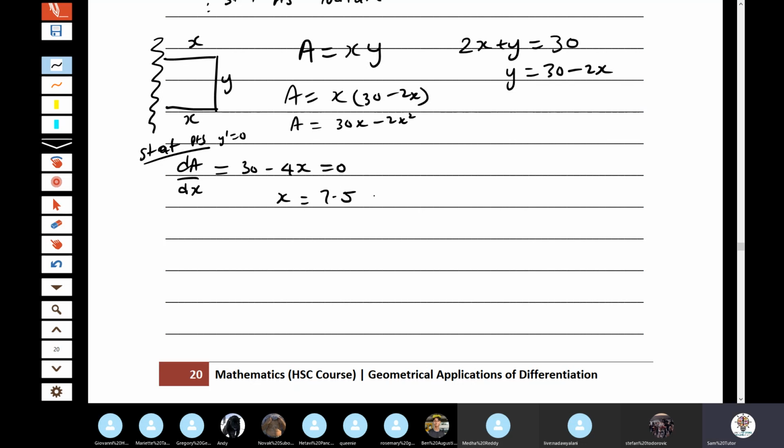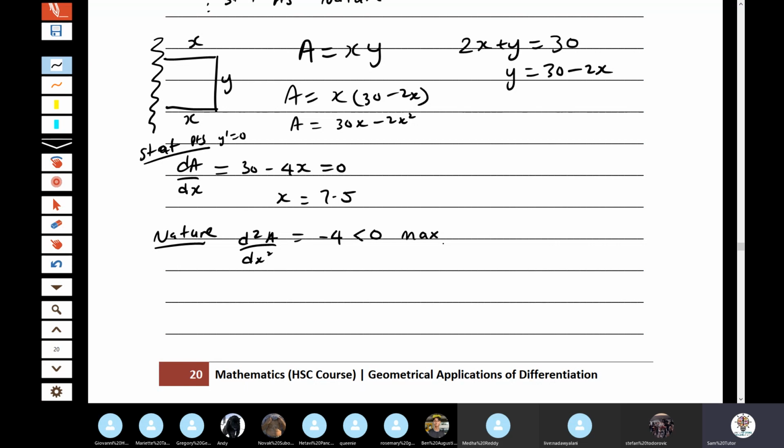Who said it's a maximum? So what must you do? Nature. We're just going to differentiate again. d squared A on dx squared equals negative 4. If it's negative 4 straight away, it's less than 0, so it has to be a max. The question said it has to be largest, right? So if you by accident did min, you know you're wrong. The question will have to tell you if it's a max or a minimum. Max. And then, what was the last step that I said don't forget to do?